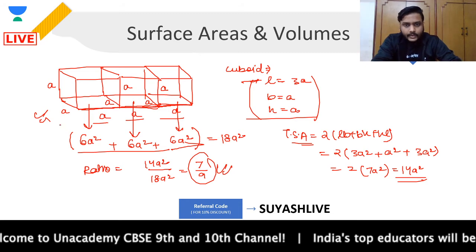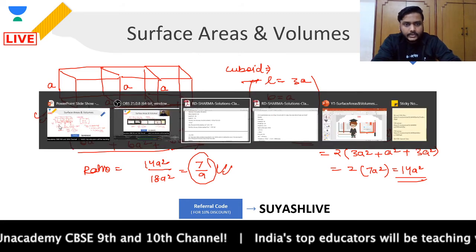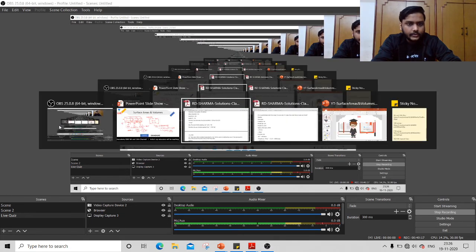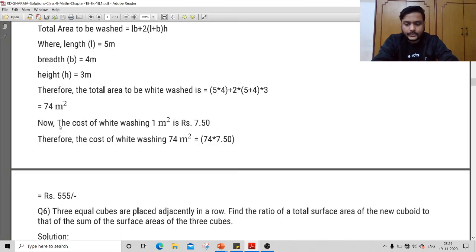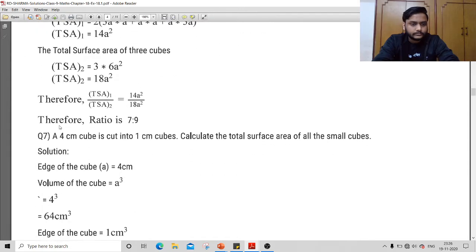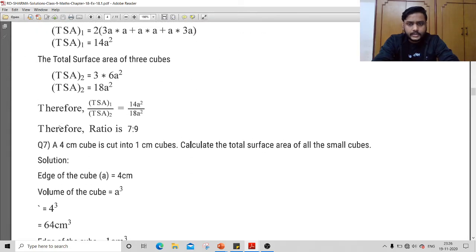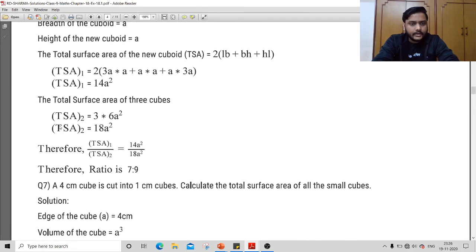Let's talk about the next question that we have over here. Let's go for the next question. Now, guys, this is the next question that I'm having. A 4 centimeter cube. Focus, guys. बात समझो मेरी. ध्यान से मेरी बात सुनो.